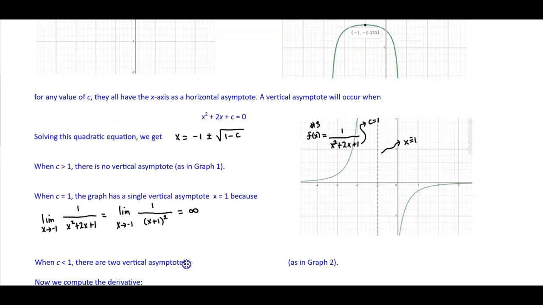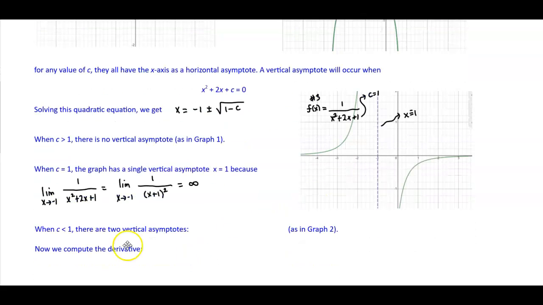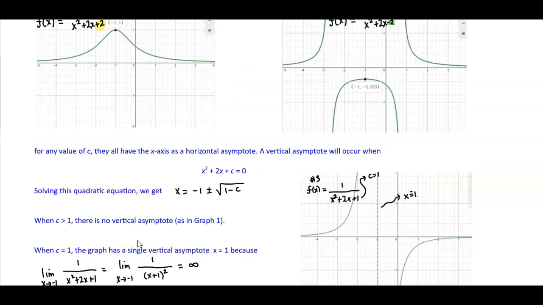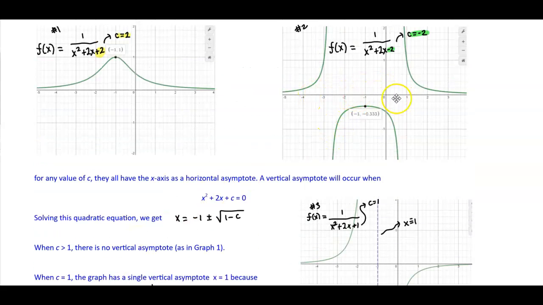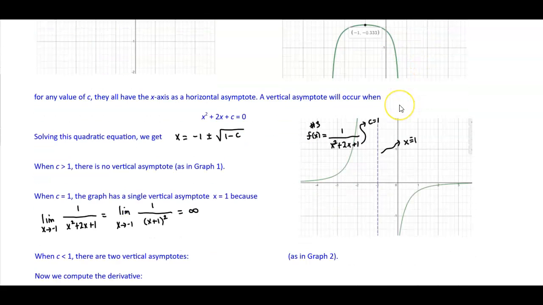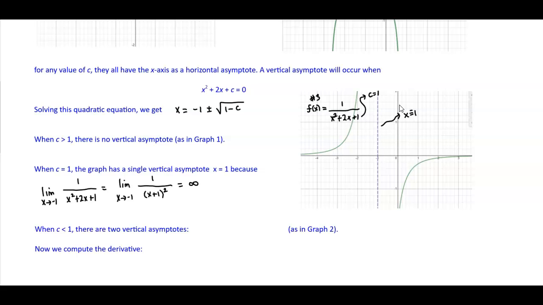Now, when c is less than 1, there are two vertical asymptotes. We can see here that there are two vertical asymptotes in this graph where c is less than 1. If we wanted to find those vertical asymptotes using the quadratic formula, we would have x equal to negative 1 plus or minus the square root of 1 minus c.